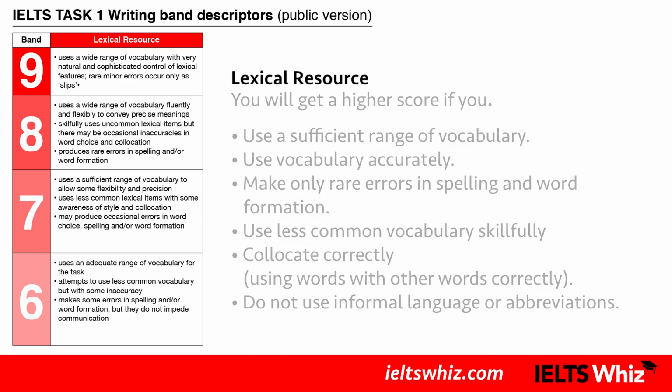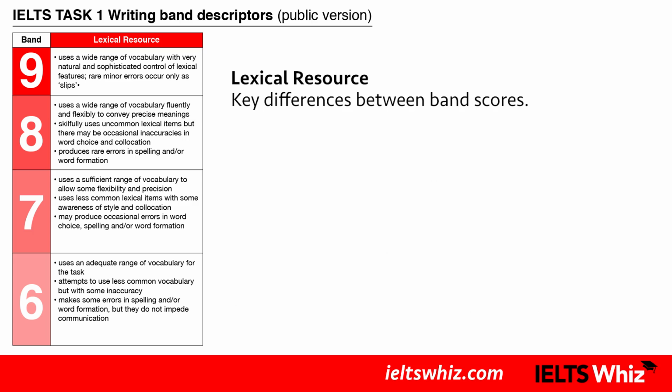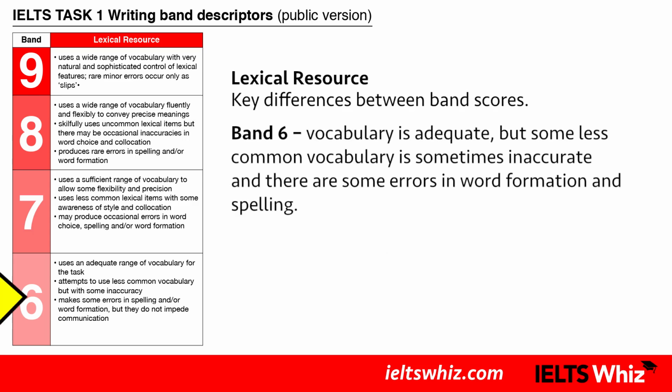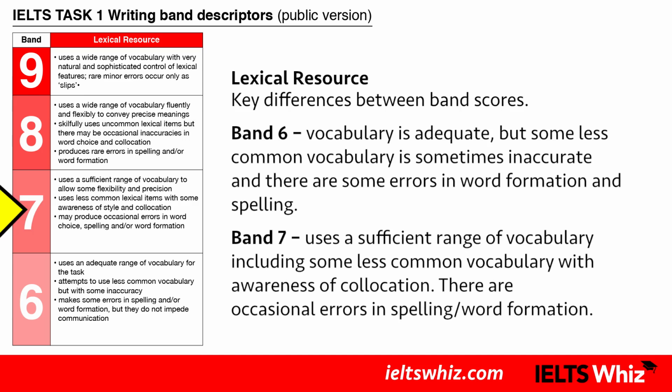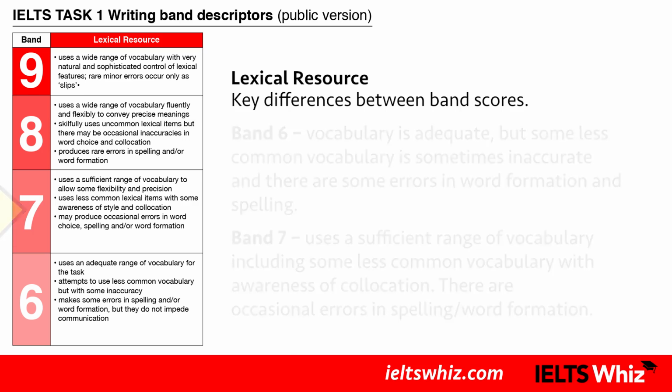The key differences between the band scores is that for band 6, the vocabulary used is adequate, but some less common vocabulary is sometimes inaccurate, and there are some errors in word formation and spelling. For band 7, the candidate uses a sufficient range of vocabulary, including less common vocabulary, with awareness of collocation. And there are occasional errors in spelling or word formation.